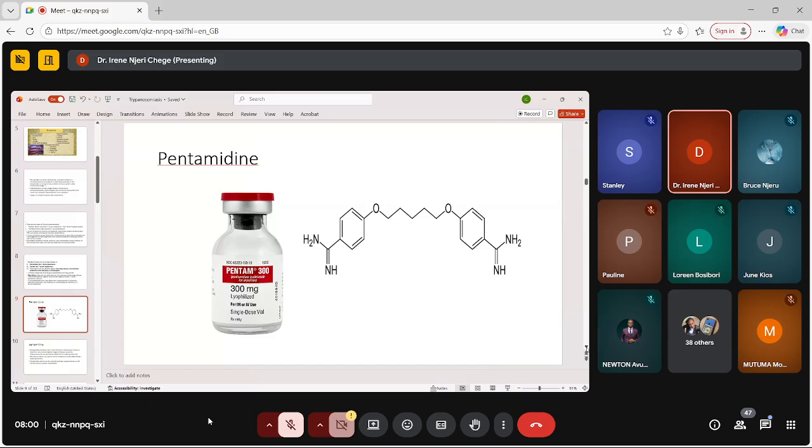How is it given? It's given IV. It has complex PK, very tight protein binding, and a short half-life but a terminal elimination of 50 days, so it is a slowly cleared drug. For the East African type, it is administered after a 200 milligram test dose. This is the second drug we test dose; the first was amphotericin B.